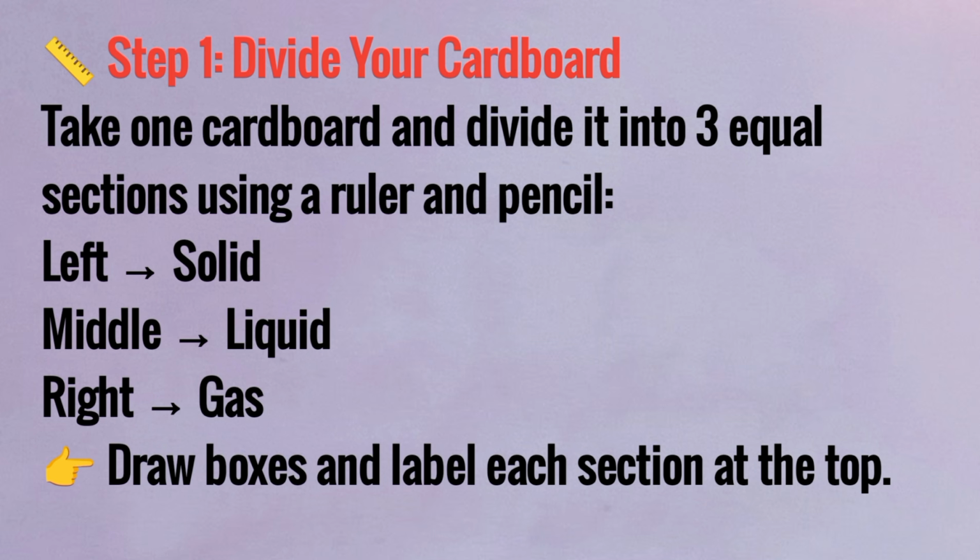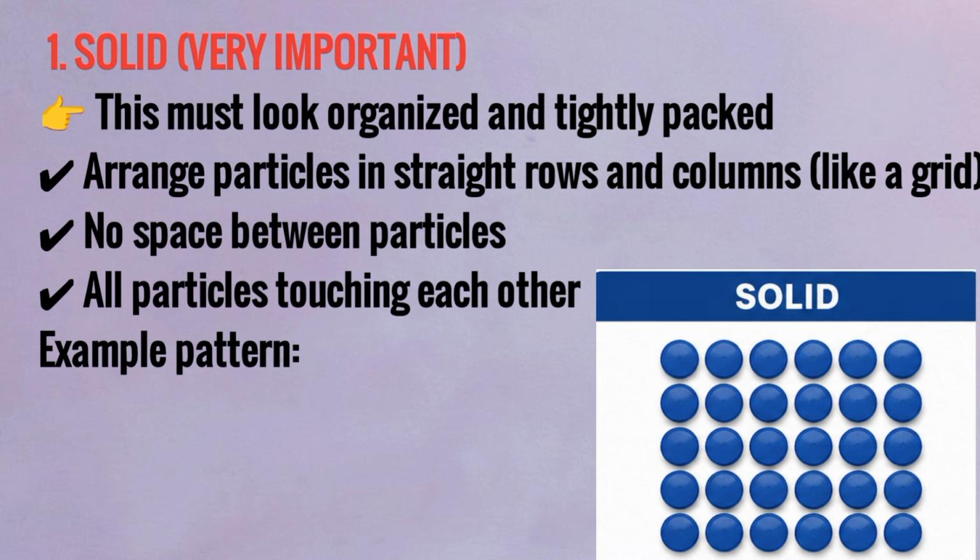After dividing it into 3 sections and labeling at the top, now we start with the solid part of the particles. Under the solid, it must look organized and tightly packed. We are going to arrange particles in straight rows and columns, like a grid, and we are going to leave no space between the particles, so they should be closely put together. All particles should be touching each other. An example is there, you can see how it is.